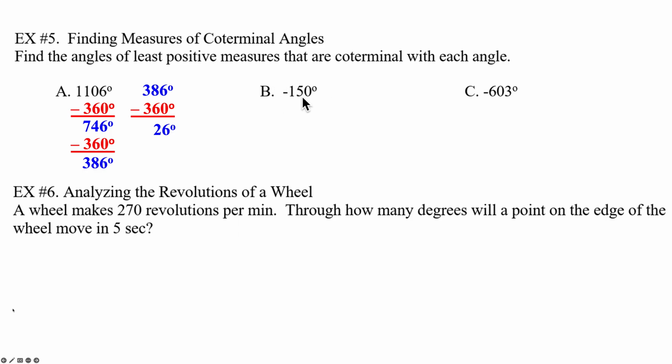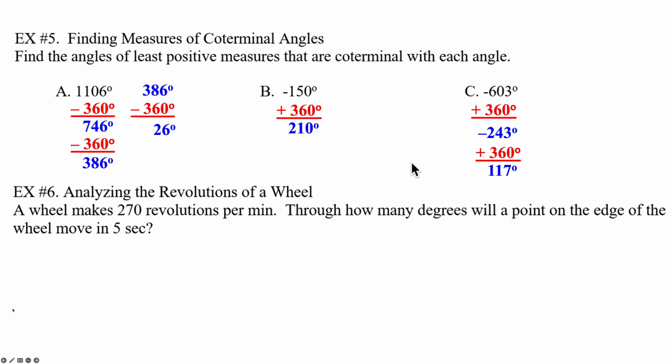If I start with a negative angle, then we add 360. Negative 150 degrees plus 360 degrees is 210 degrees. Okay, I'm somewhere between 0 and 360. Stop. Negative 603 degrees, add 360, puts me at negative 243. Add another 360, puts me at 117 degrees. Between 0 and 360, we stop.